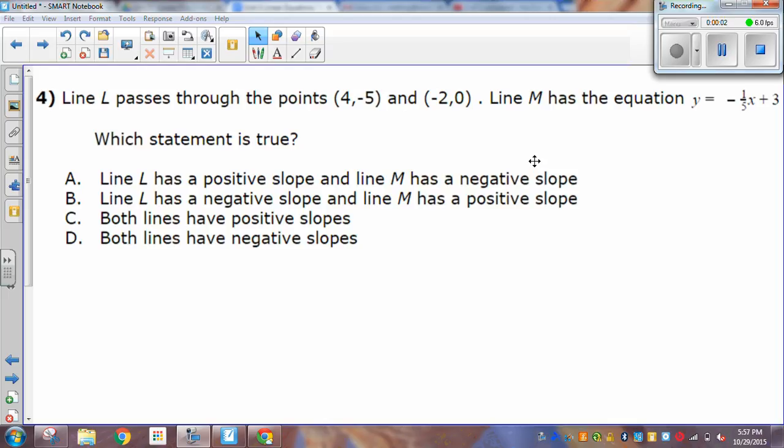Here's problem number 4 from the mock test. Now this one was a little bit of a doozy. I think a lot of people struggle with this one a little bit. So let's talk about it.